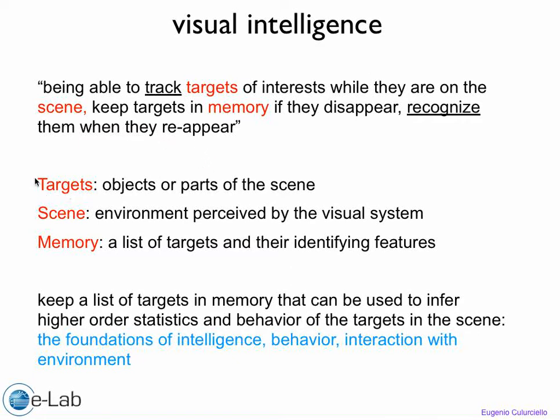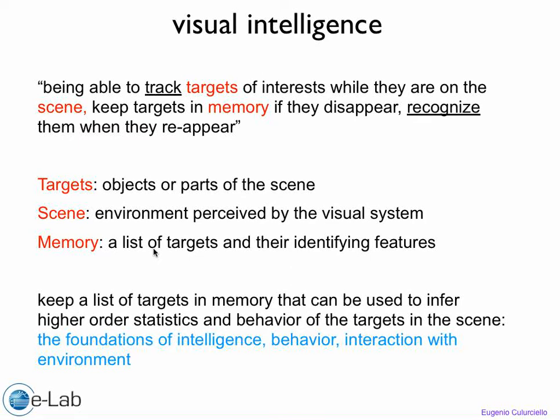What I mean by targets are objects or parts of the scene that we want to identify, that are important to us at a certain moment. The scene is the full environment perceived by the visual system. So it's the whole image, the whole panoramic view the visual system can accept as input. And memory is basically a list of targets and their identifying features so that you can distinguish one from another.